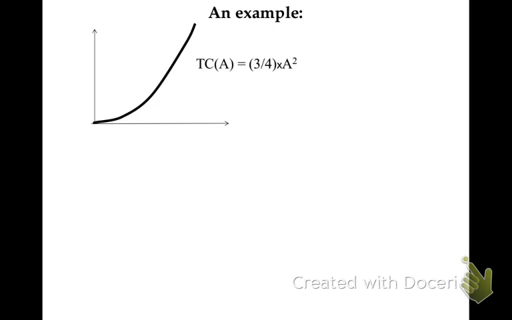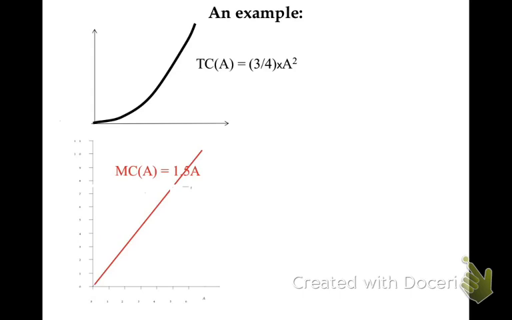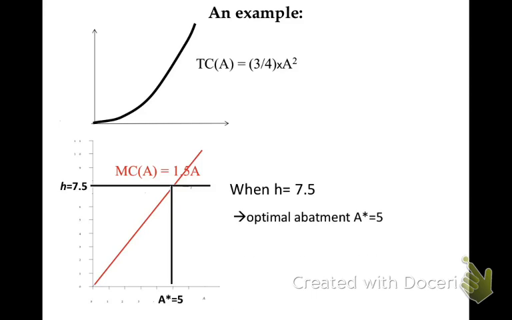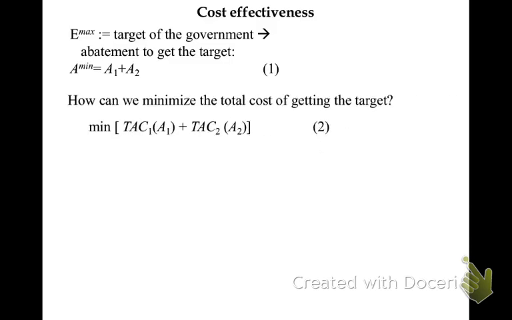For instance, for total abatement cost, we can calculate the marginal abatement cost. And if the tax is 7.5, the optimal abatement for this firm is 5. And if firms are different among them, are heterogeneous, then taxes are cost effective. What does it mean, cost effectiveness? That the total amount of the costs of the firms is minimized.